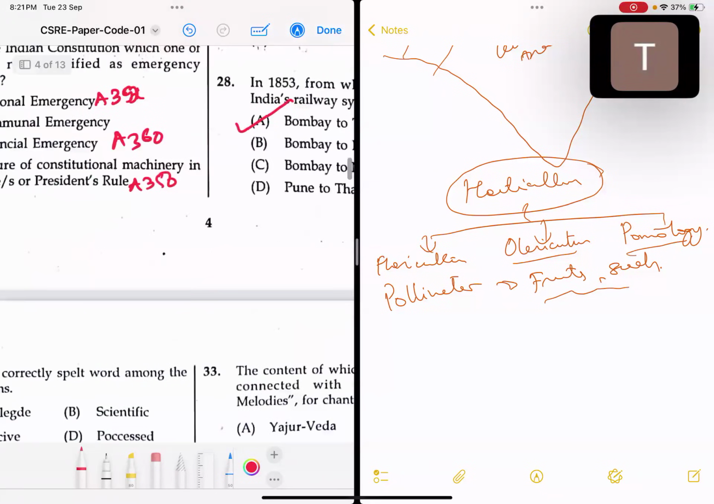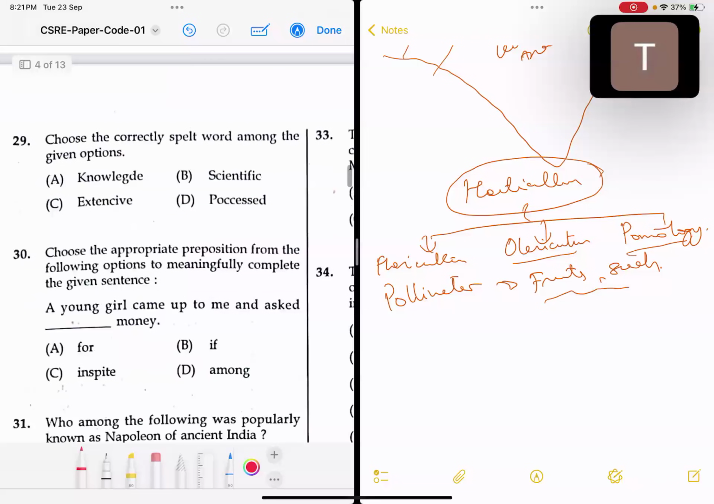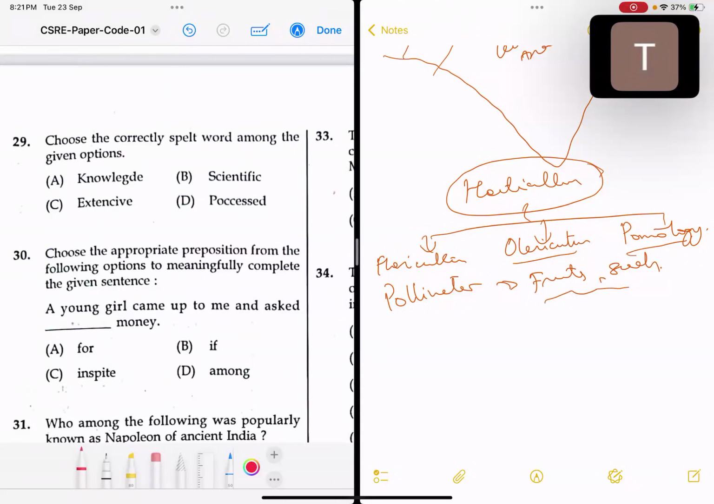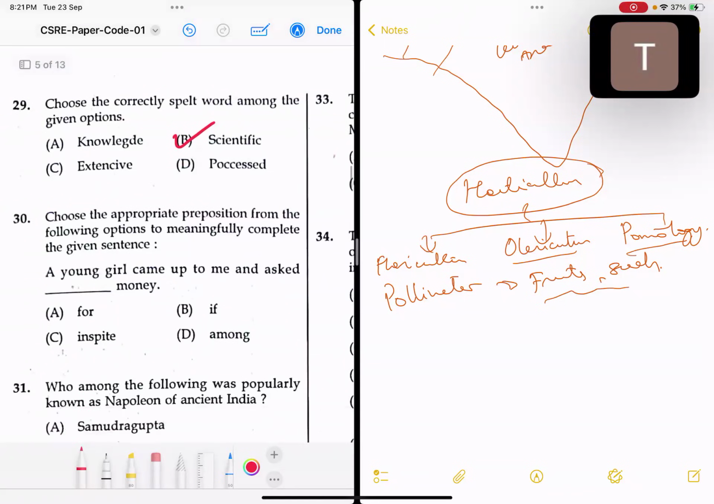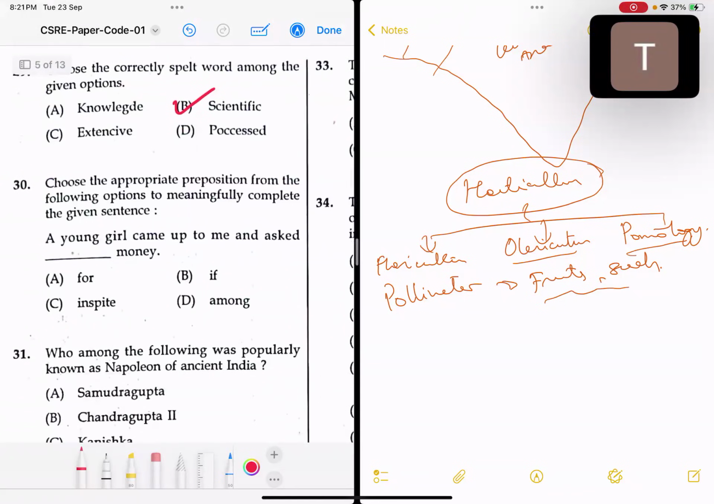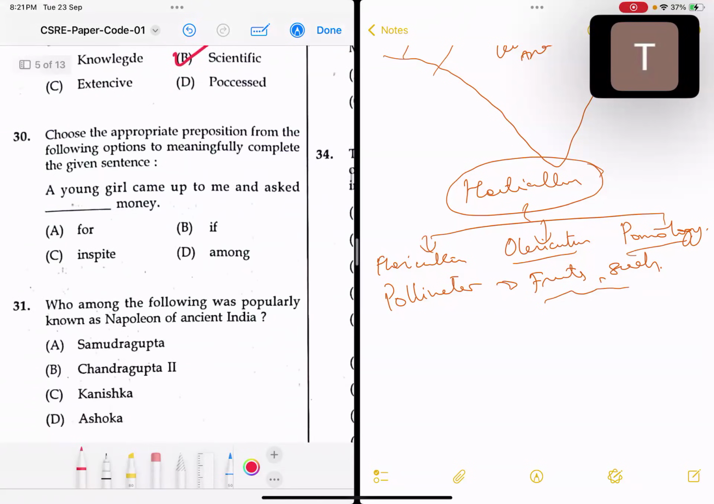Now let's come to question number 29. Choose the correctly spelled among the following options. So if we know the spelling of these four words, you will see that only scientific has been properly spelled out. Okay, so that's the correct option. Question number 30. Choose the appropriate preposition from the following options to meaningfully complete the given sentence. So four prepositions have been given and we have to just fill in to make this sentence meaningful. Okay, a young girl came up to me and asked. The correct option is for.